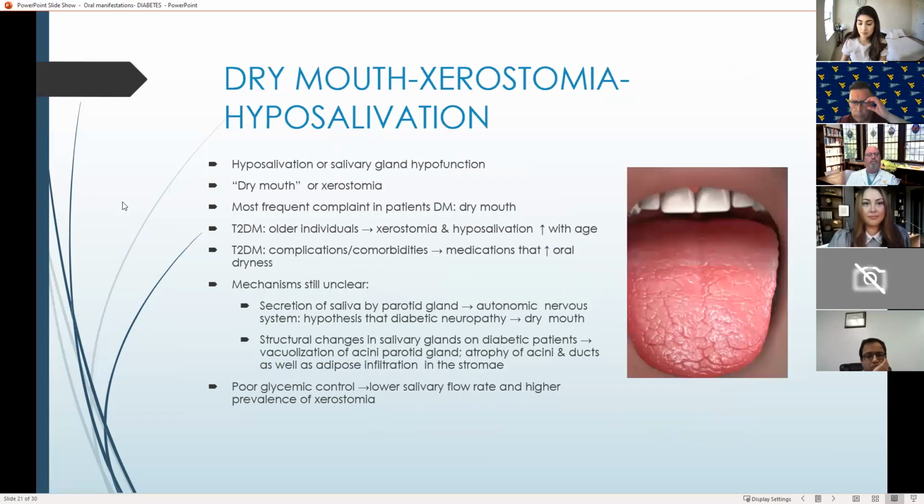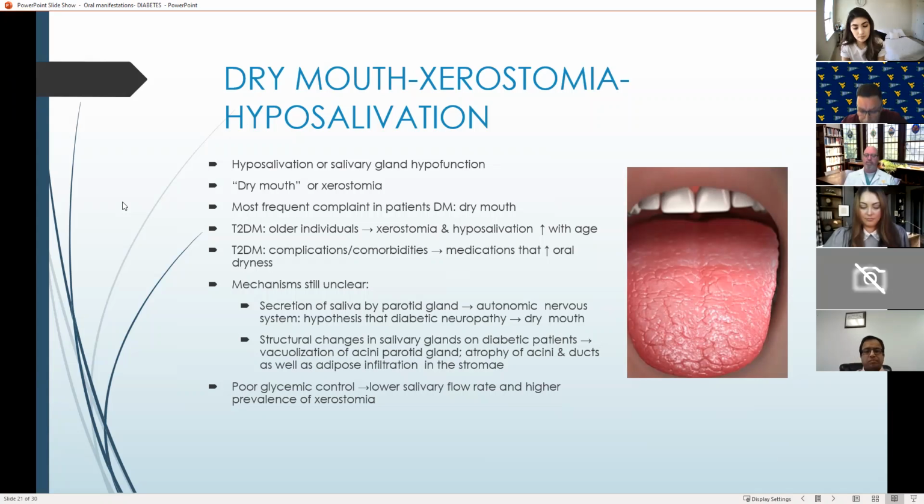Next, another condition is dry mouth, xerostomia, hyposalivation. Usually two distinct phenomena are referred to as dry mouth. The first one is the objective measurement of reduced salivary flow rate, called hyposalivation or salivary gland hypofunction. The second condition, often referred to as dry mouth, is xerostomia, which is the subjective experience by a patient of dry mouth.